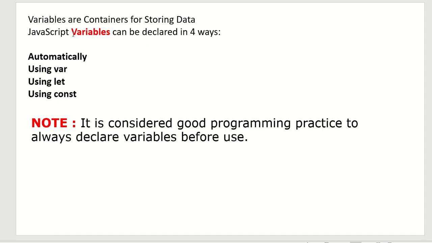So variables are the containers for storing the data. Okay. JavaScript variables can be declared in four ways. Okay. First of all, automatically, means we are not writing anything. We will write directly a equal to 5, b equal to 6 or something like that. Then using var, that is the second option, using let and using constant const. So there is one point over here. Note, it is considered a good programming practice to always declare variables before you use.